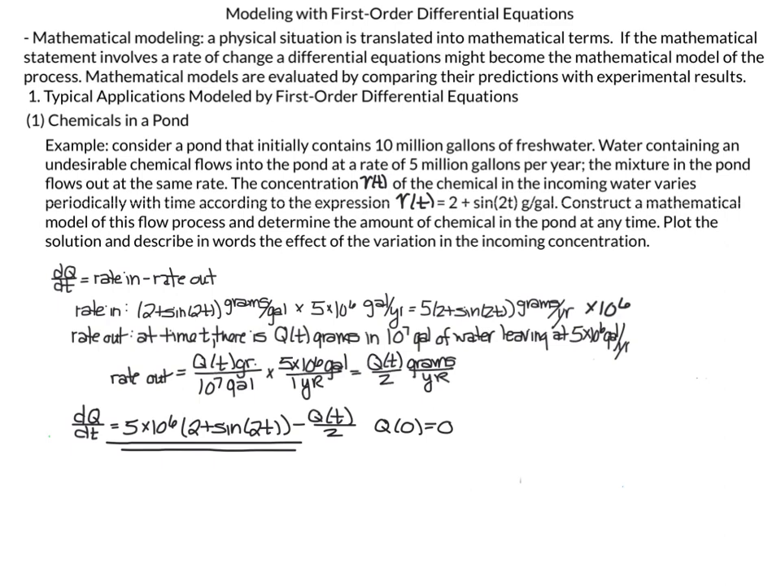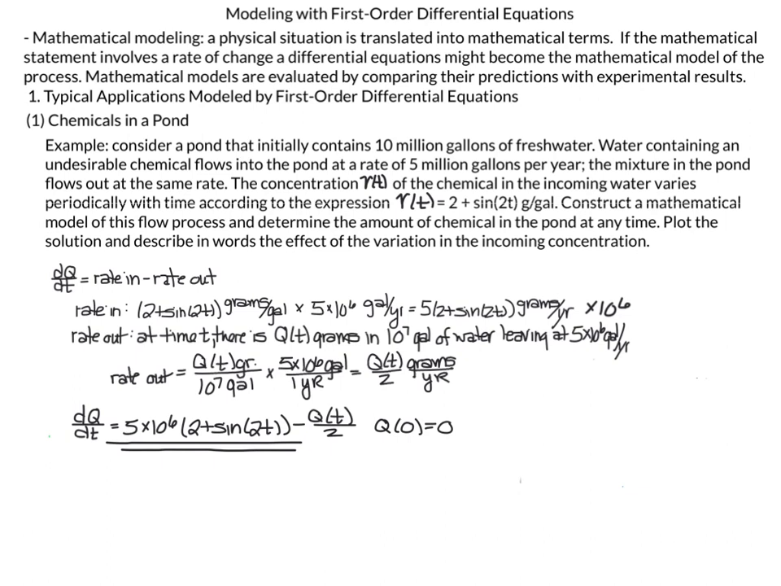This next example is chemicals in a pond. Consider a pond that initially contains 10 million gallons of fresh water. Water containing an undesirable chemical flows into the pond at a rate of 5 million gallons per year. The mixture in the pond flows out at the same rate. The concentration, gamma of t, of the chemical in the incoming water varies periodically with time according to the expression gamma of t is equal to 2 plus sine of 2t grams per gallon. Construct a mathematical model of this flow process and determine the amount of chemical in the pond at any time. Plot the solution and describe in words the effect of the variation in the incoming concentration.